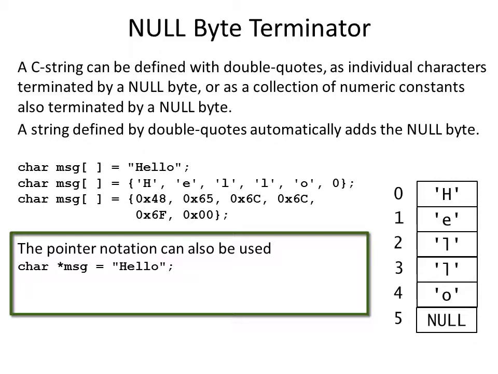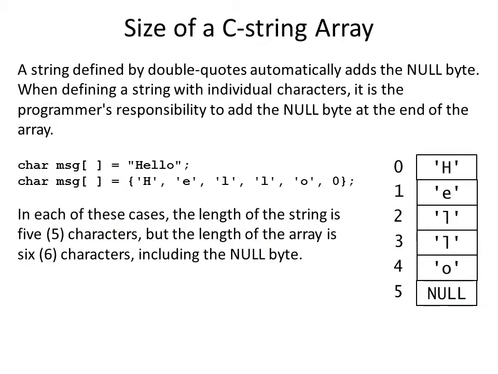So the pointer notation could also be used here. Whether I use the array notation or the pointer notation, I can still load up an array and initialize it at the same time. Now, the size of a C string means the number of characters, so that's string length. And there's a strlen function, which is part of the C string functions. So strlen is going to tell me how many characters are in the string, not counting the null byte.